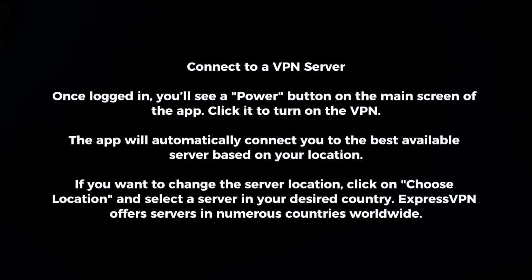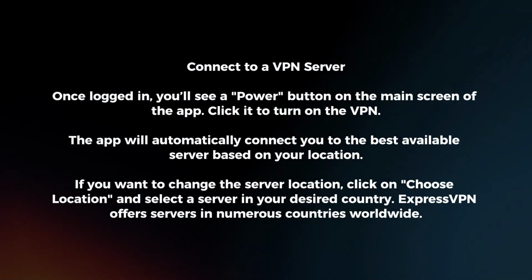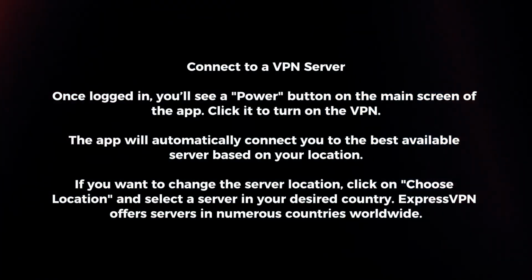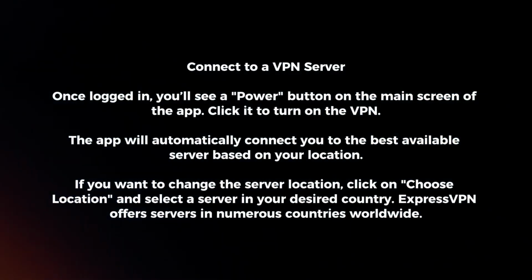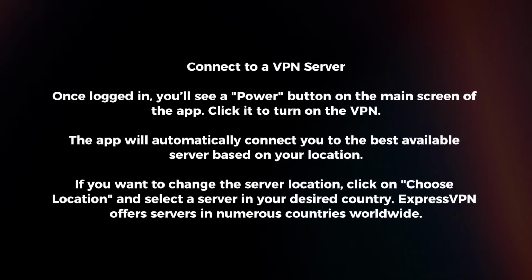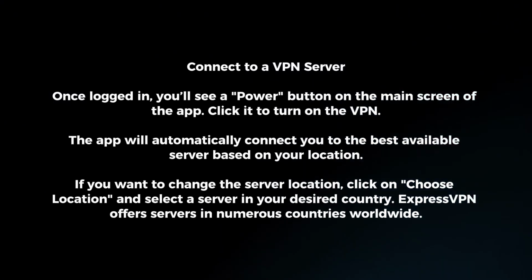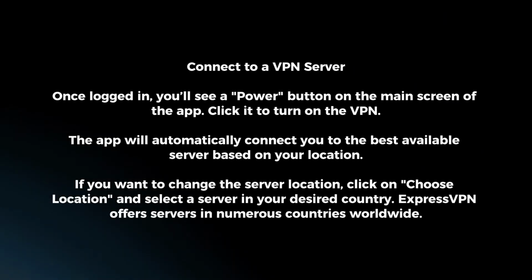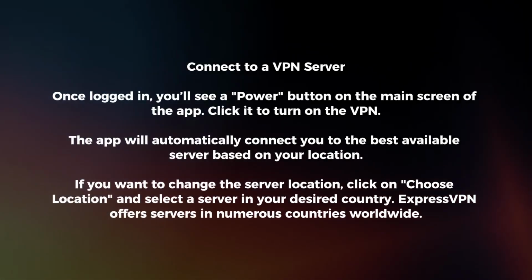Connect to a VPN server. Once logged in, you will see a power button on the main screen of the app. Click it to turn on the VPN. The app will automatically connect you to the best available server based on your location. If you want to change the server location, click on Choose Location and select a server in your desired country. ExpressVPN offers servers in numerous countries worldwide.